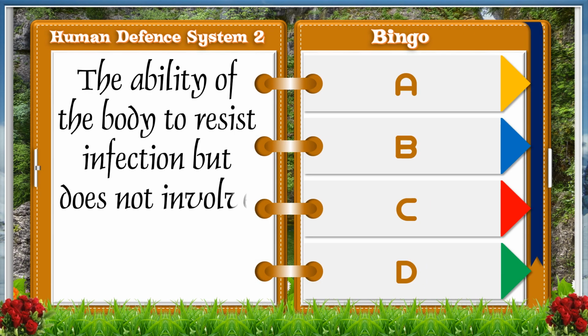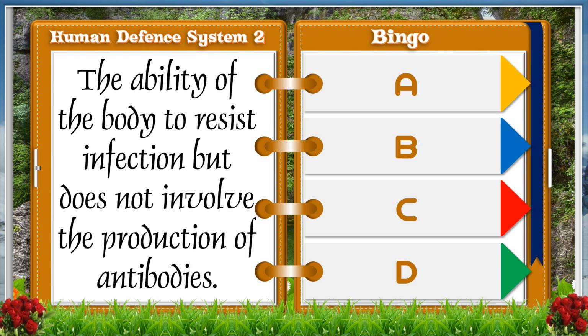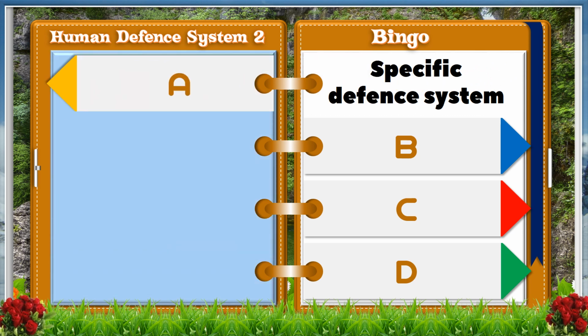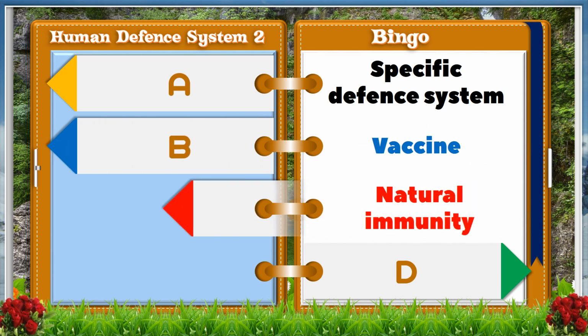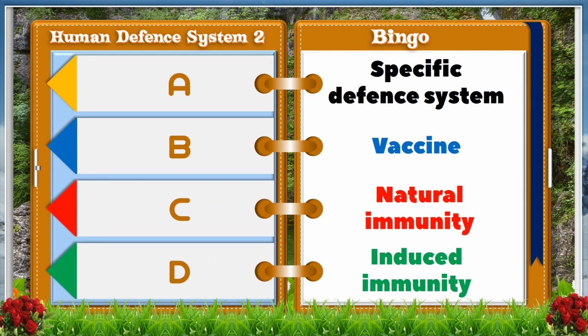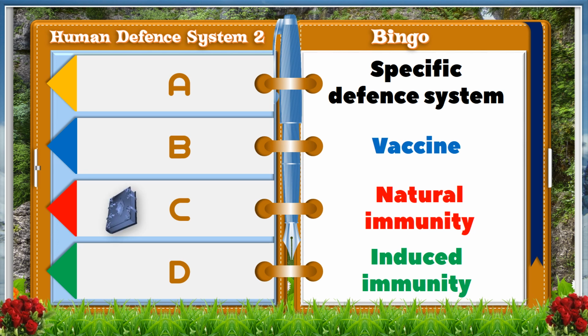The ability of the body to resist infection but does not involve the production of antibodies. A. Specific defense system. B. Vaccine. C. Natural immunity. D. Induced immunity. And the answer is C. Natural immunity.